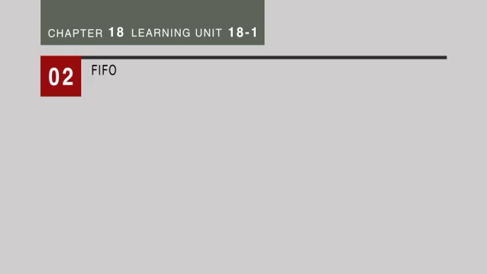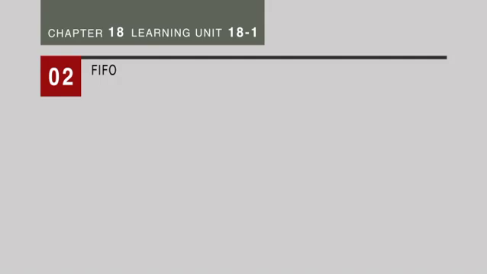Now we're going to look at FIFO, first in, first out. That's really important to remember because we're going to assume that the January 1st inventory of 30 units, which were the first in, will be the first out. So let's look at what this means.